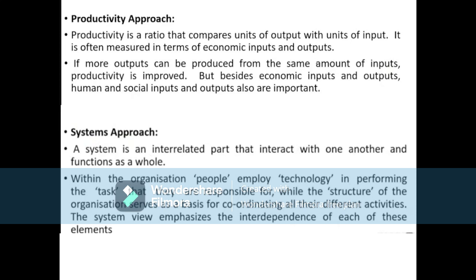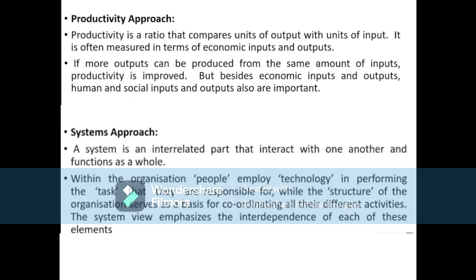A system is an interrelated part that interacts with one another and functions as a whole. System means, as I said before, the whole concept or the whole elements, all the levels in the organization, known as a whole system. So the components that are related with the organization are considered as a system. We know that elements like people, structure, technology, environment, all these are considered as a system, because without people, without technology, without structure, without environment, a system or an organization cannot be executed.